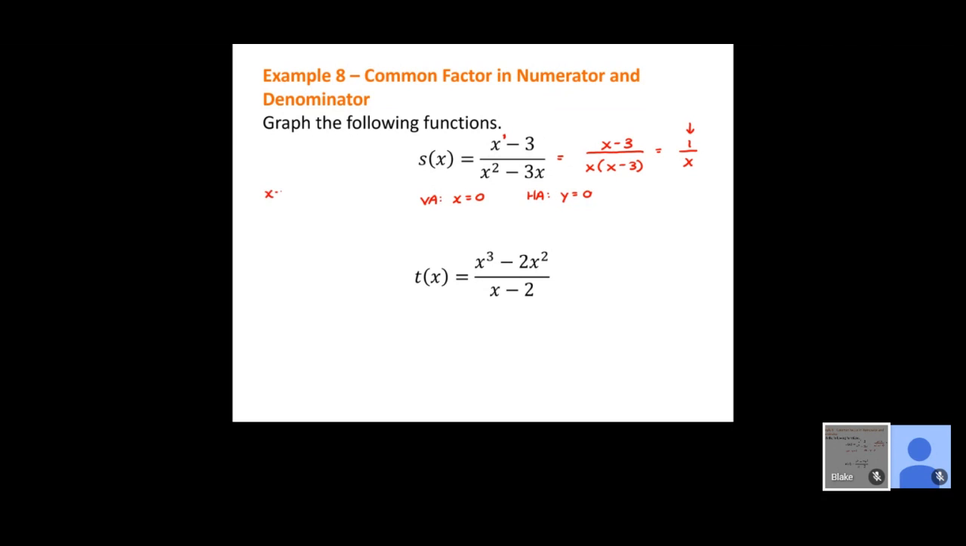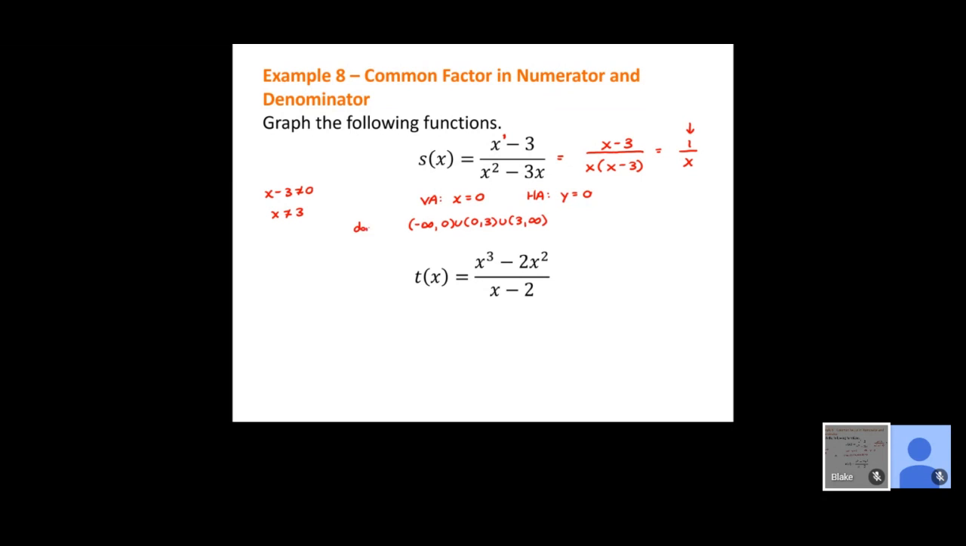And so we still know that x minus 3 cannot be equal to 0, which means that x cannot be equal to 3. So when you're talking about the domain this time, it's going to go from negative infinity to 0, from 0 to 3, and from 3 to positive infinity.